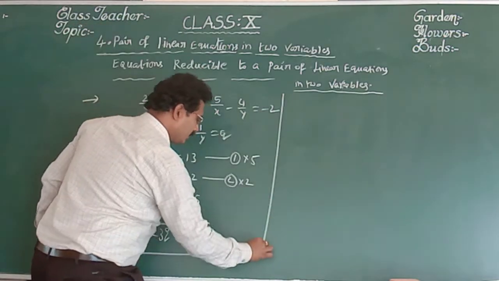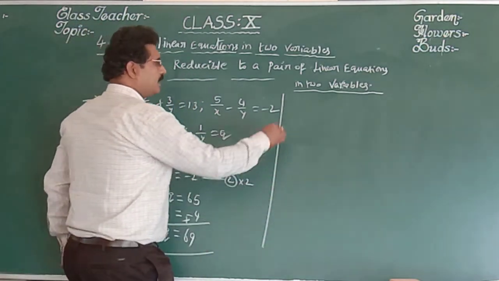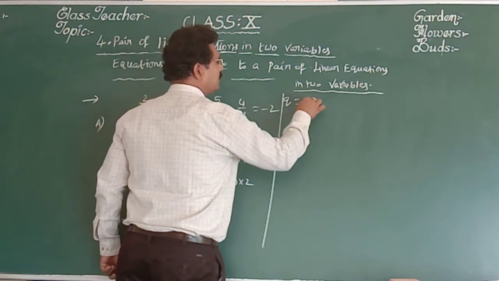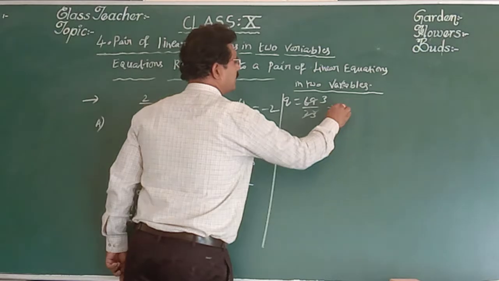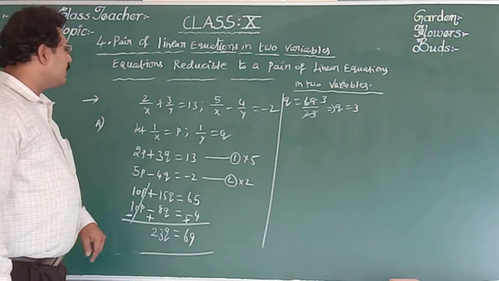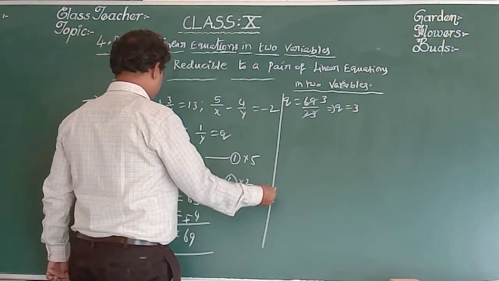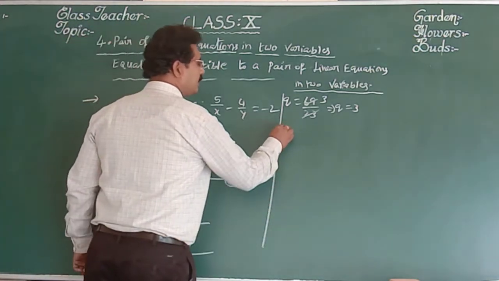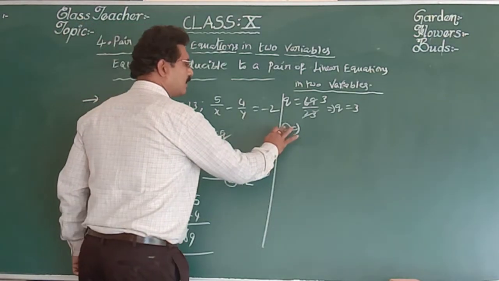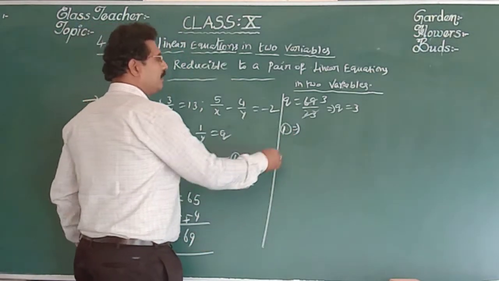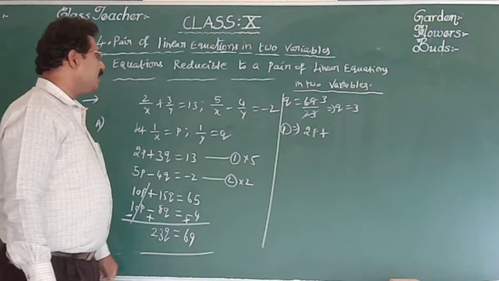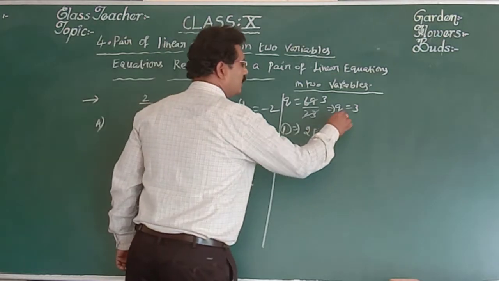Now 23q is equal to 69, so q is equal to 69 by 23. 23 threes are 69, which implies q is equal to 3. Now after getting that 3, substitute in equation 1 or 2, no problem. So 2p plus 3q, and 3q means 3 into what is q?